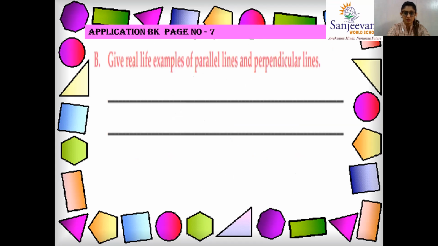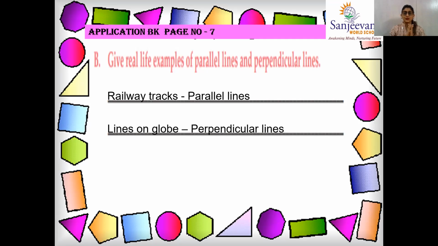Question number B. Give real life examples of parallel lines and perpendicular lines. Where can you see parallel lines and where can you see perpendicular lines? Railway tracks, they are parallel to each other. They never meet. They never intersect. So they are parallel lines. And where can I see perpendicular lines? Lines on a globe. Have you seen the globe? Yes, the lines are perpendicular over there. They intersect each other.